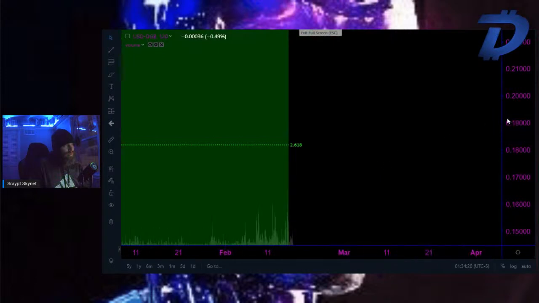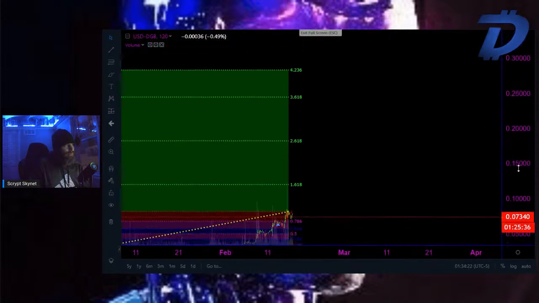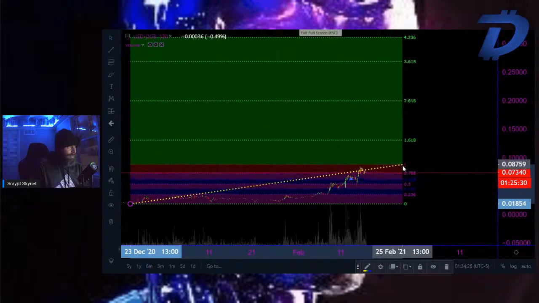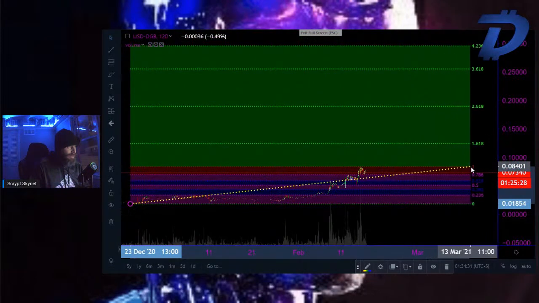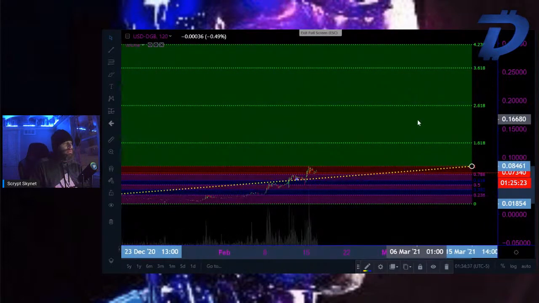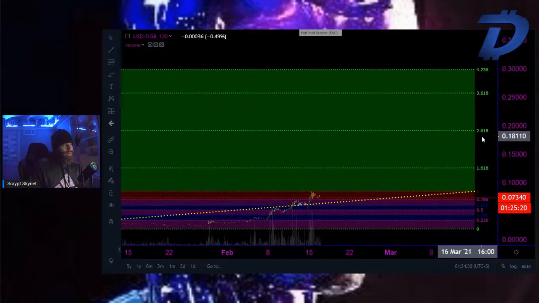Guys, again, this is the overall bullishness of DigiByte. I'm not trying to make this up. I mean, that's how you draw the Fibonacci. Okay, let's continue. The 2.6 is 19 cents, just under 20. The 3.6 is 25, almost 26 cents. And then you have almost 29.90, which is 30 cents.